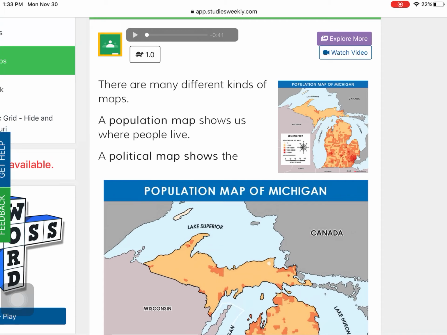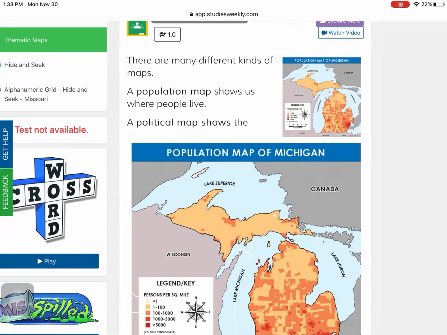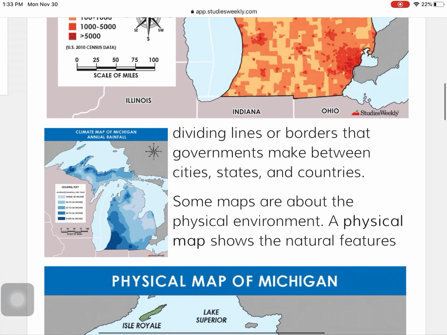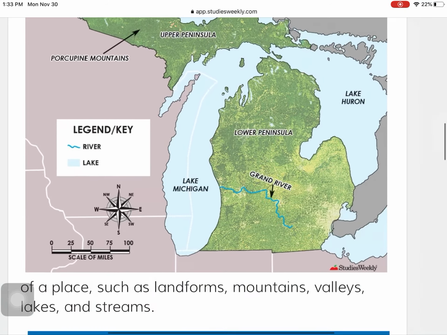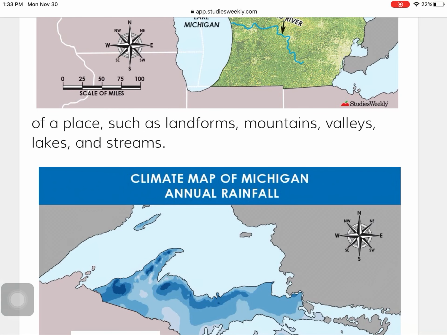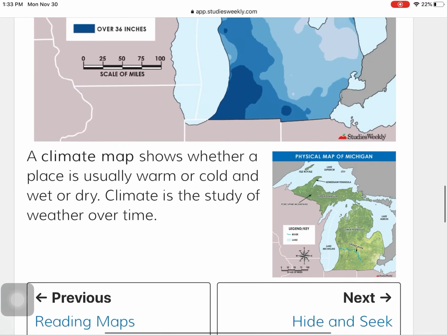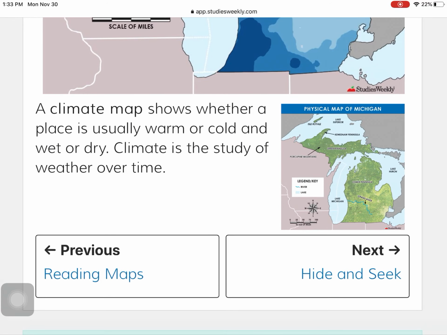There are many different kinds of maps. A population map shows us where people live. A political map shows the dividing lines or borders that governments make between cities, states, and countries. Some maps are about the physical environment. A physical map shows the natural features of a place, such as landforms, mountains, valleys, lakes, and streams. A climate map shows whether a place is usually warm or cold, and wet or dry. Climate is the study of weather over time.